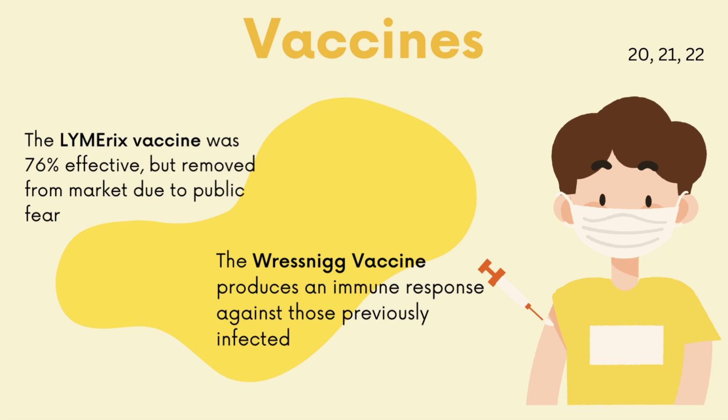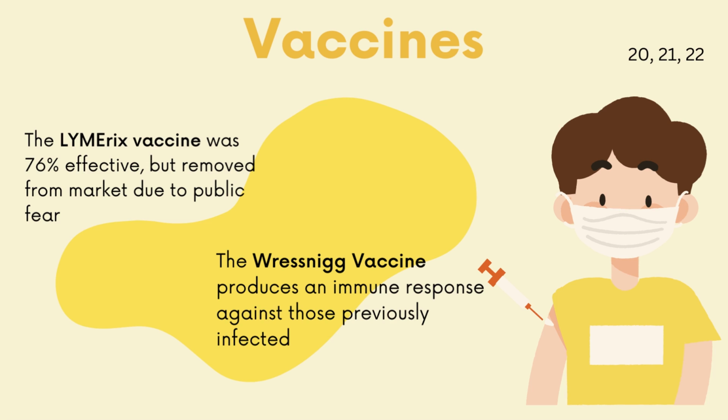In the early 2000s, a vaccine called LYMErix was developed to protect against Lyme, and despite an efficacy of 76%, it was removed from the market due to public concerns over its side effects. Due to this rising public fear, developmental efforts for a Lyme vaccine were halted. But with the rising incidence influenced by climate change, interest in developing a vaccine has once again increased.